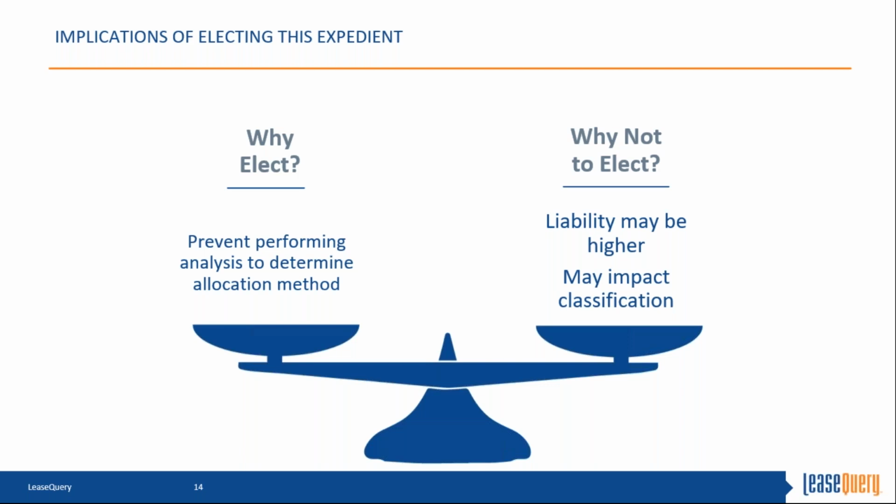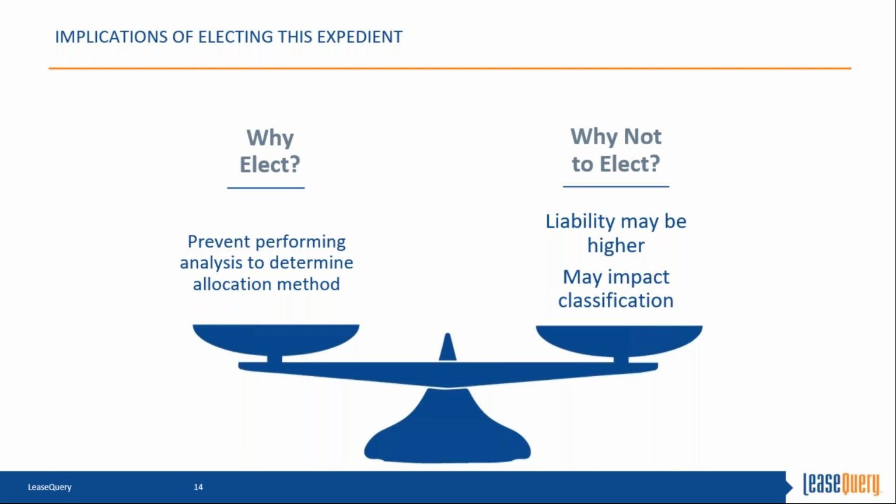In practice, we see the vast majority of organizations electing the expedient, as the ease from not having to perform the allocations typically outweighs the downside of having a little bit higher liability balance. But again, it's not a catch-all. There's certain things to evaluate from this perspective. But with that, Tim, I wanted to pose to you if you wanted to add any details regarding some of these expedients that you've seen in practice, and then from that point we can jump into the first polling question.